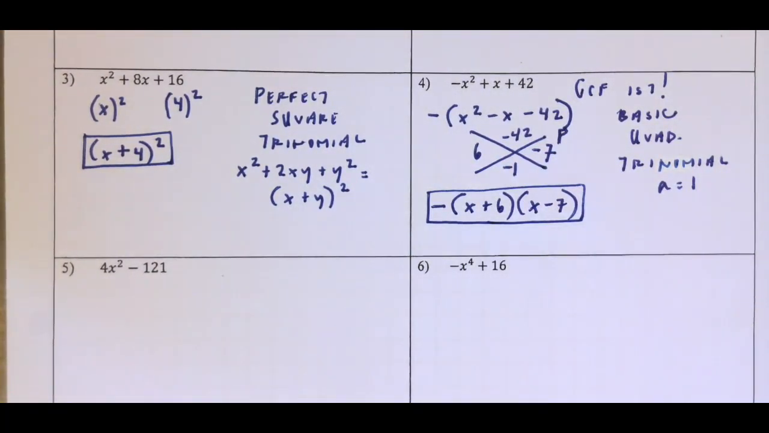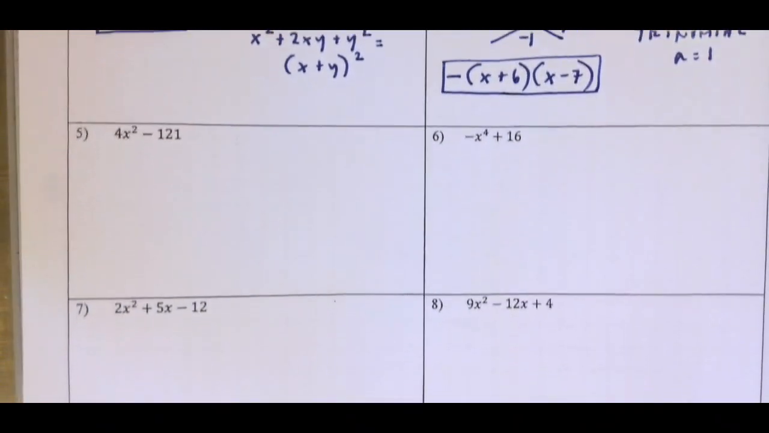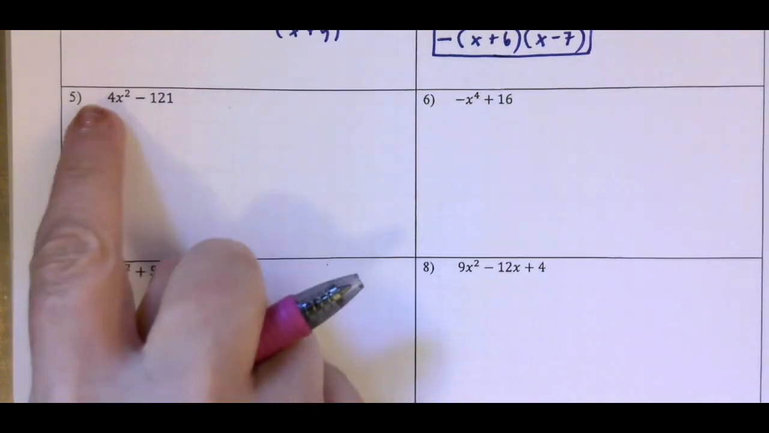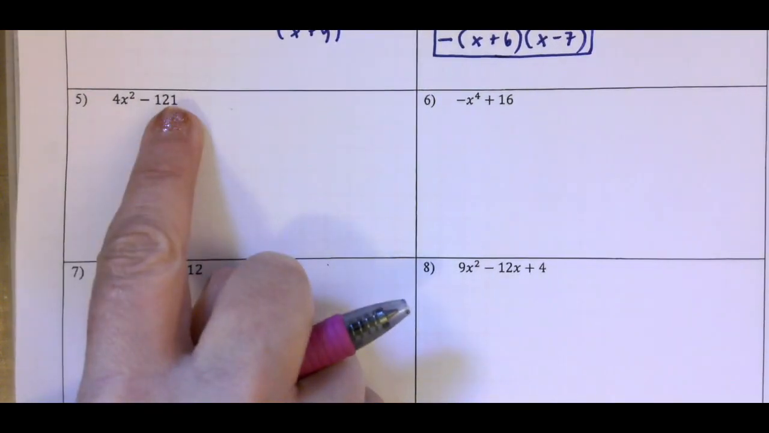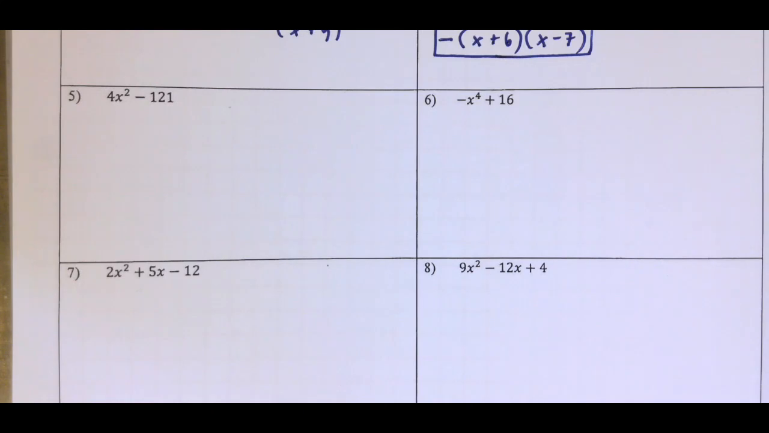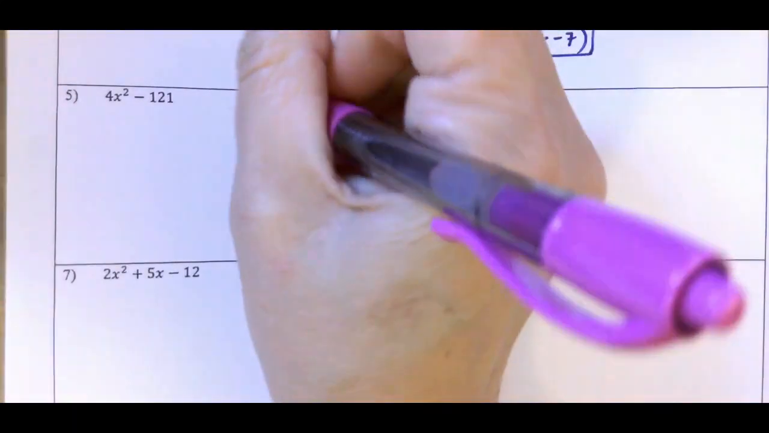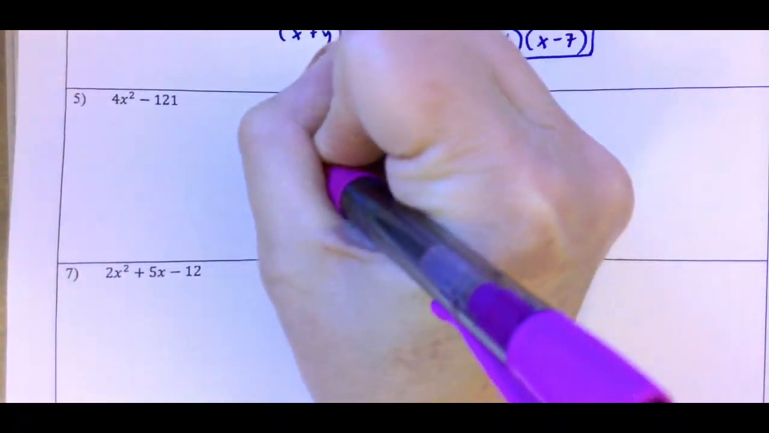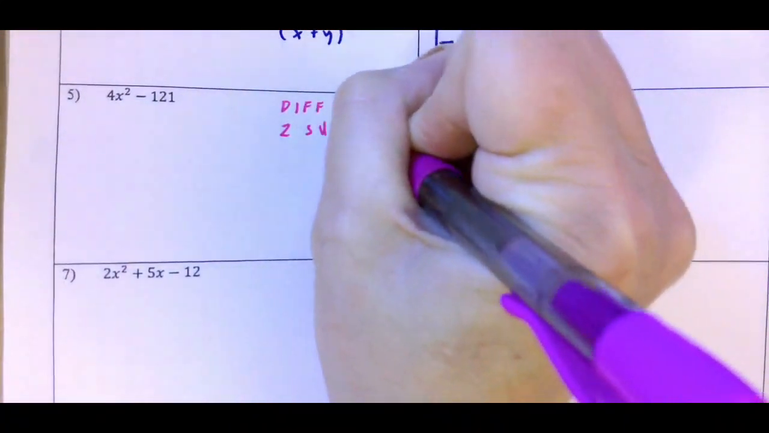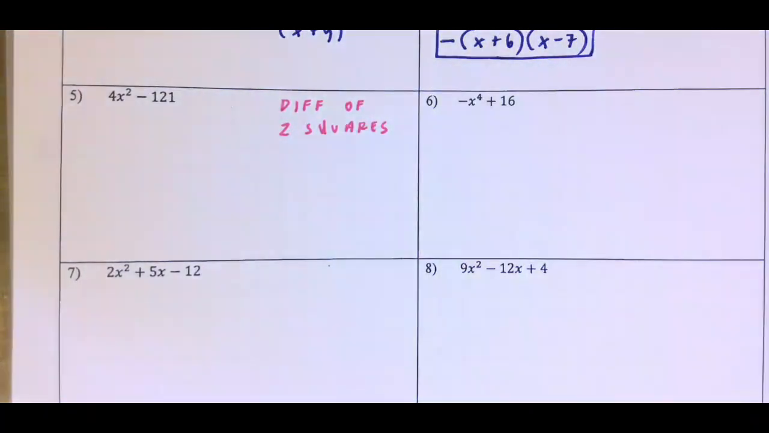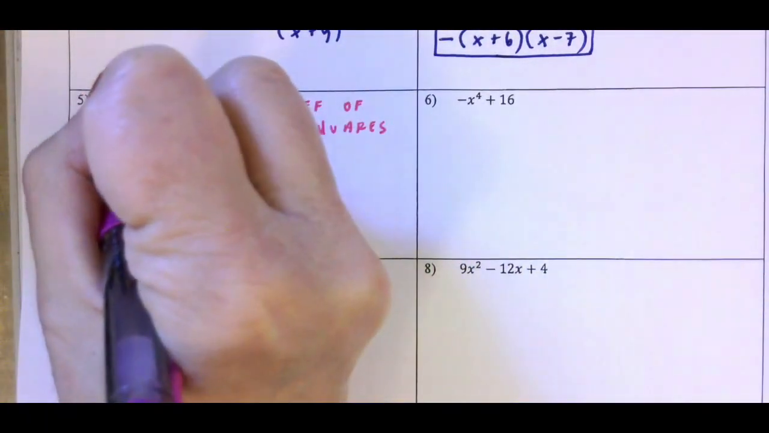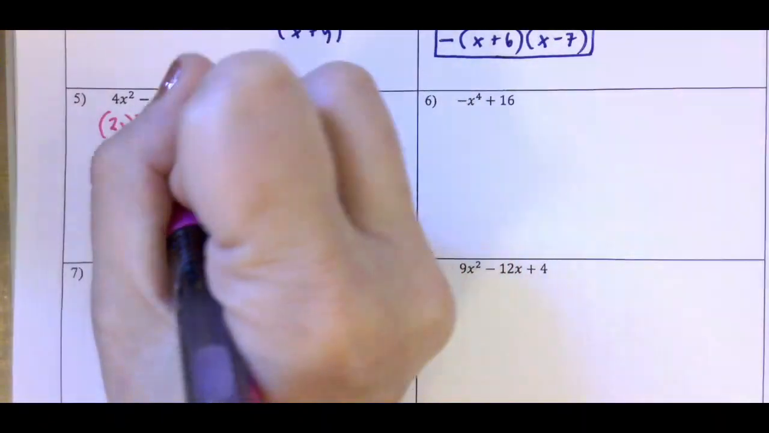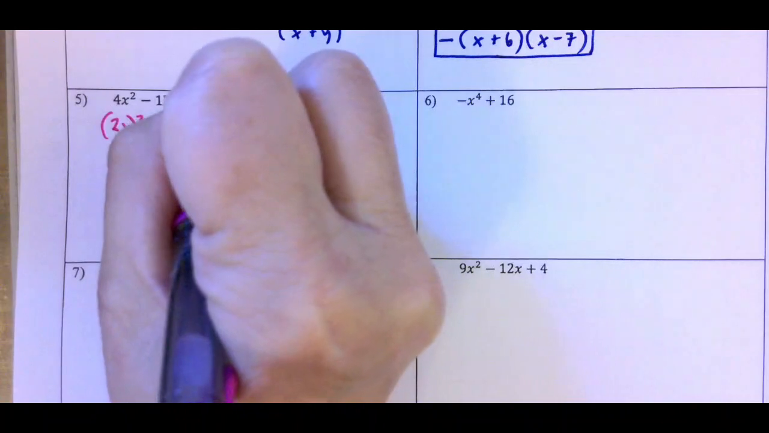All right, next up, here we only see two terms, right? We see two terms, and we see a perfect square and a perfect square. There was no GCF to factor out first. So what I recognize is that this is that difference of two squares pattern. So that first term is really 2x in parentheses squared, and then 121 is 11 squared.